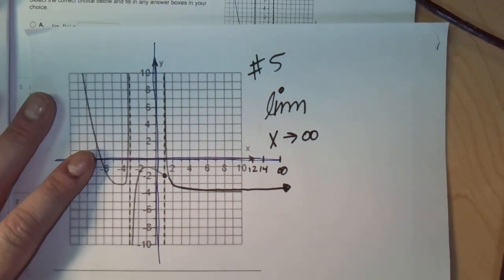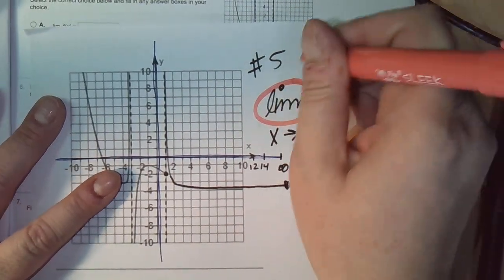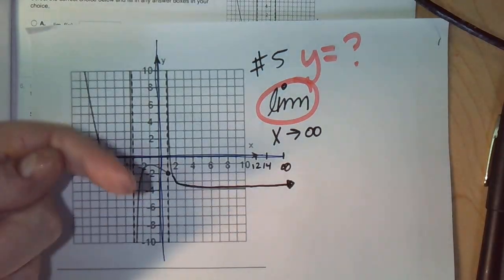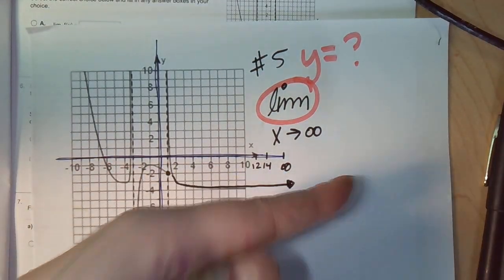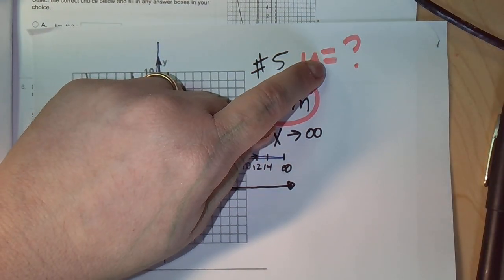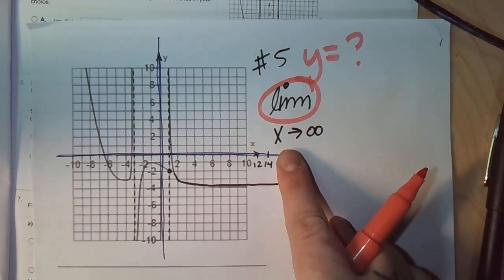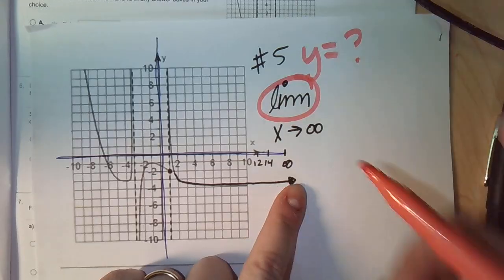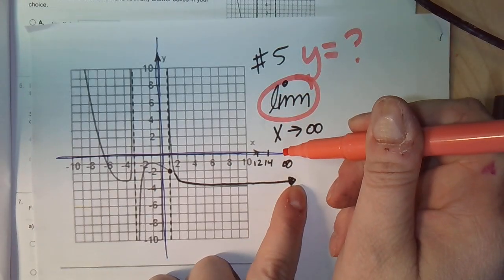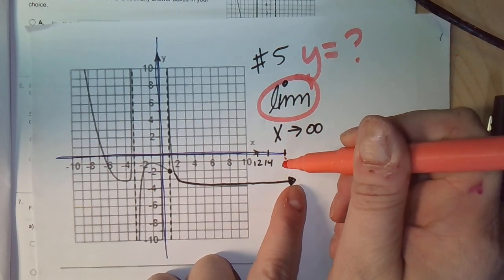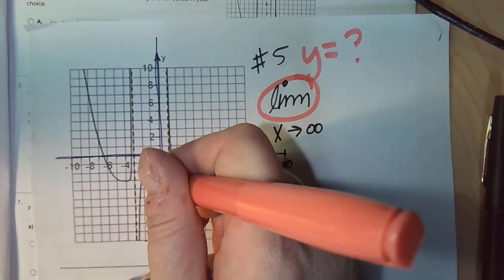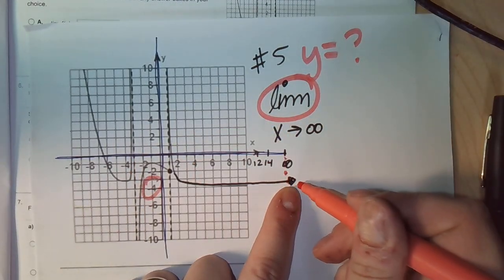Okay, and remember, limit means y. So this is asking, when x is going to infinity, what will your y value be? Well, when my x is infinity over here by this arrow, the y value is, let's see, I have to go down 1, 2, 3, 4. The y value should be -4 right here.